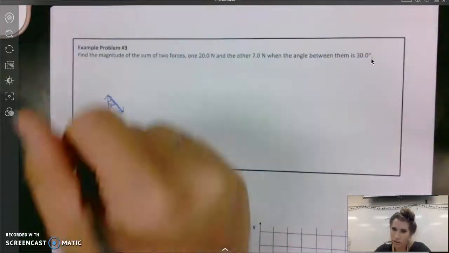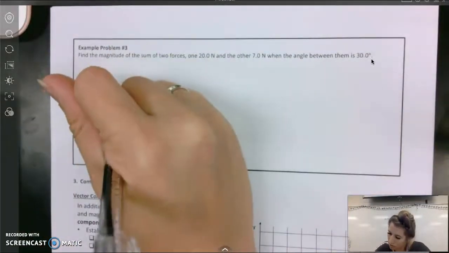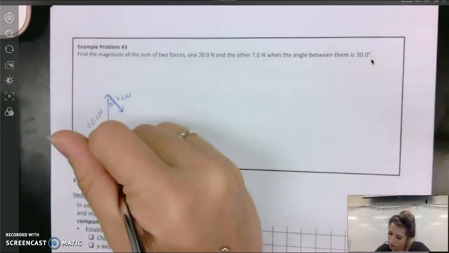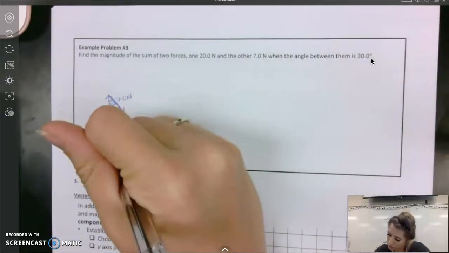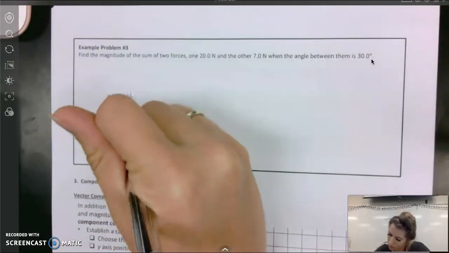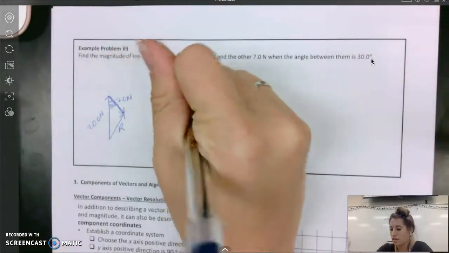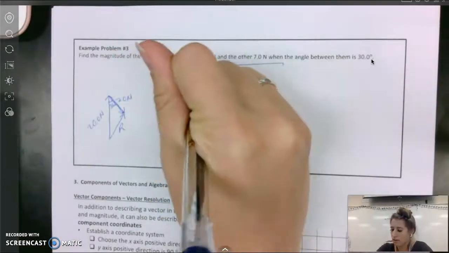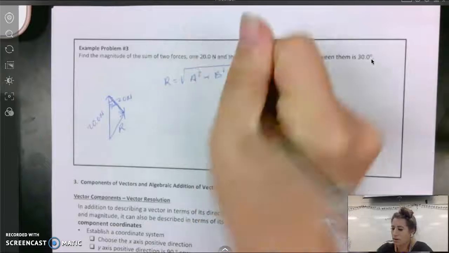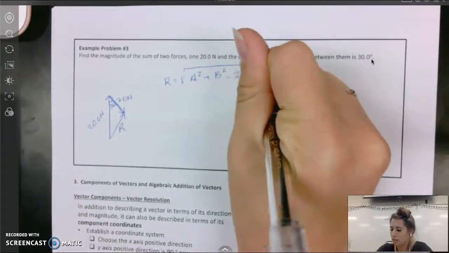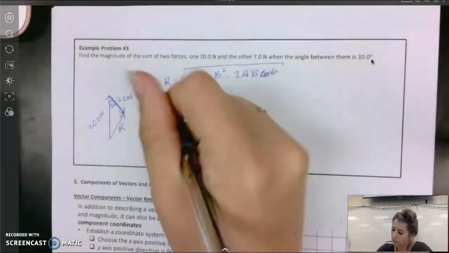So 30 degrees, this was 7.0. Okay, we'll find the magnitude of the sum. Well, the sum is from the tail of the first to the tip of the second. So that's actually my resultant there. And so this is not a right angle, so we need to use law of cosines. So r is going to equal the square root of a squared plus b squared minus 2ab cosine theta.